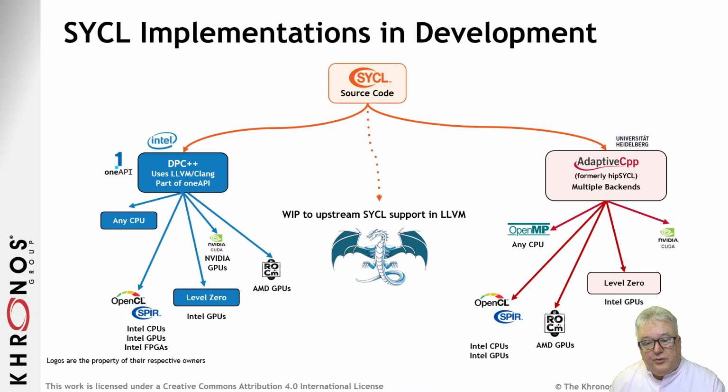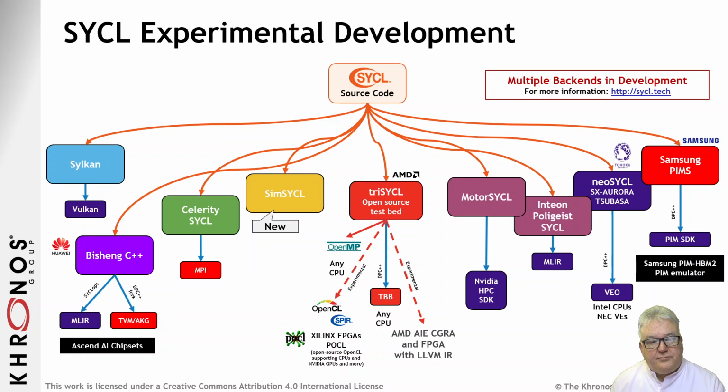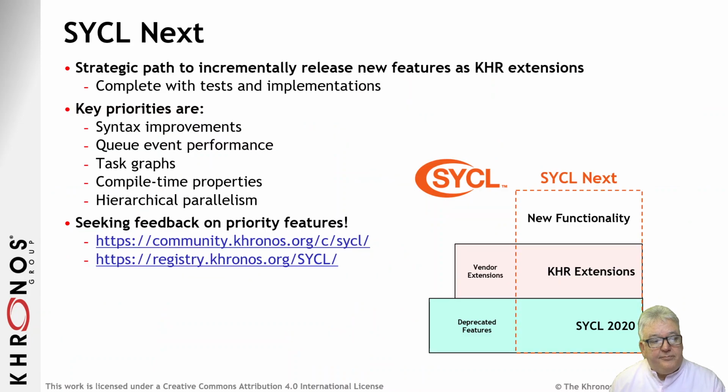The SYCL working group is also working to upstream SYCL support into the LLVM compiler infrastructure. In addition to production versions of SYCL, there are multiple experimental implementations, including triSYCL from AMD, Bairong C++ from Huawei, PIMS from Samsung, and neoSYCL from Tohoku University for the SX-Aurora TSUBASA Vector Accelerator from NEC used in HPC systems. Such a wide diversity of experimental systems should enable SYCL to evolve rapidly to meet emerging market requirements.